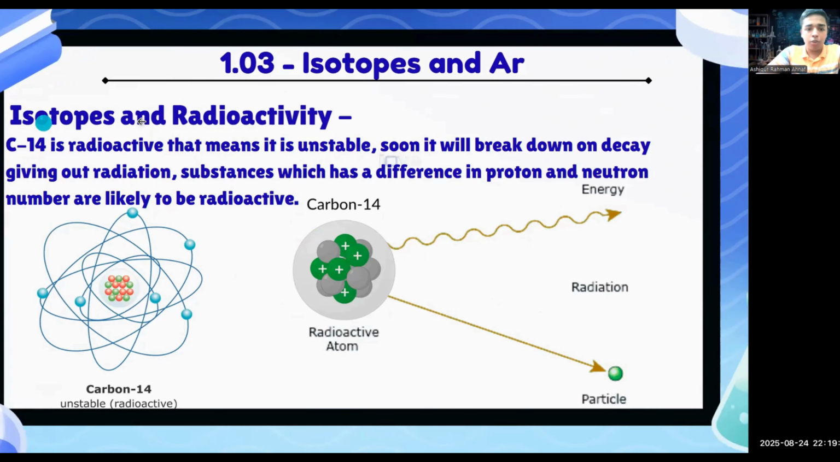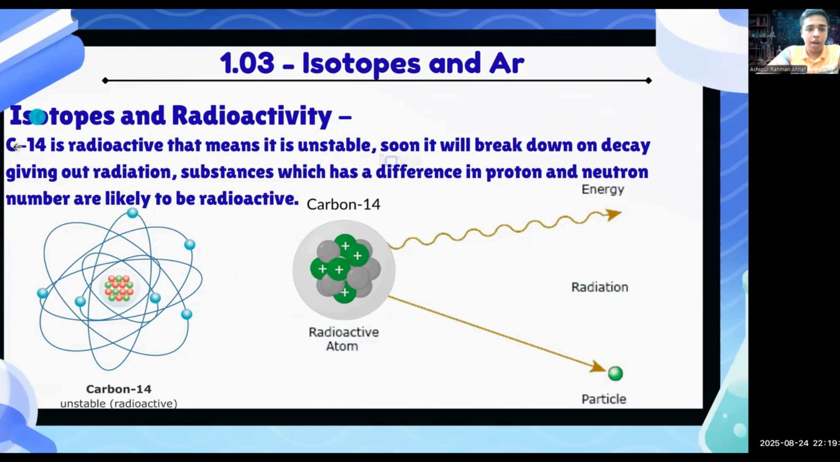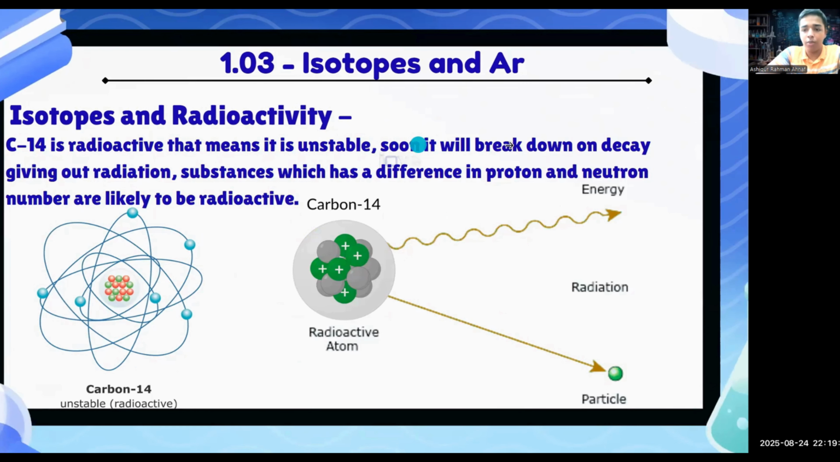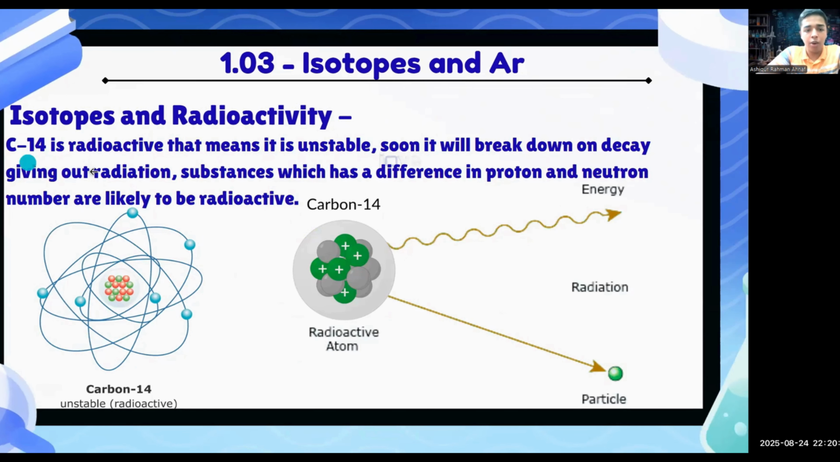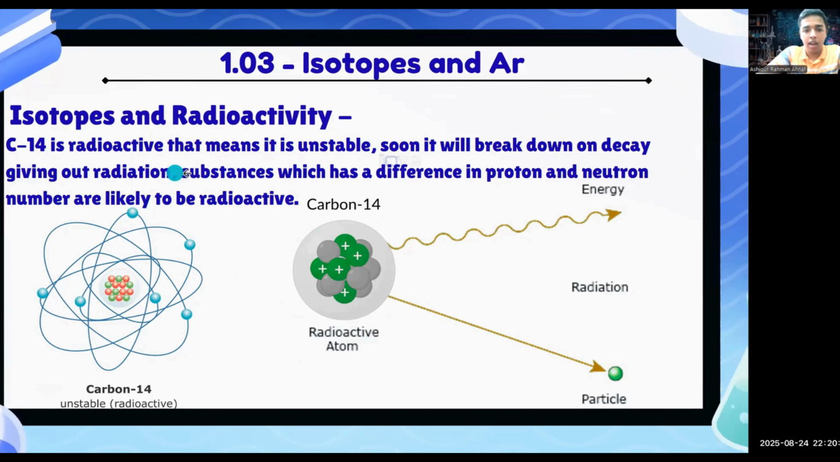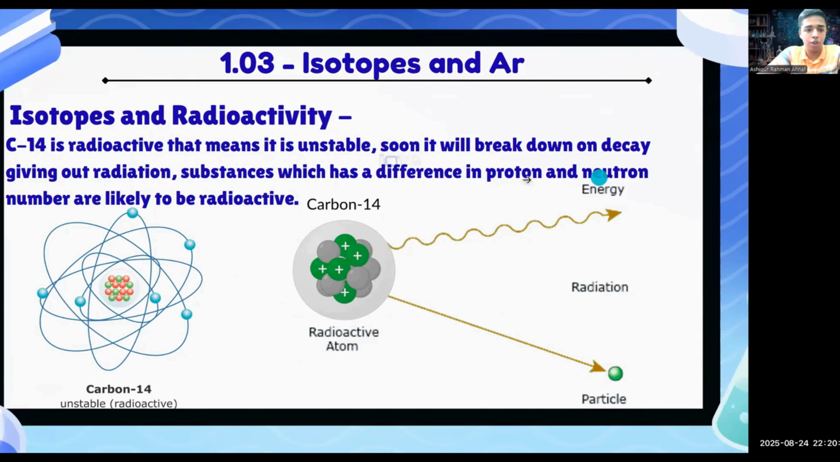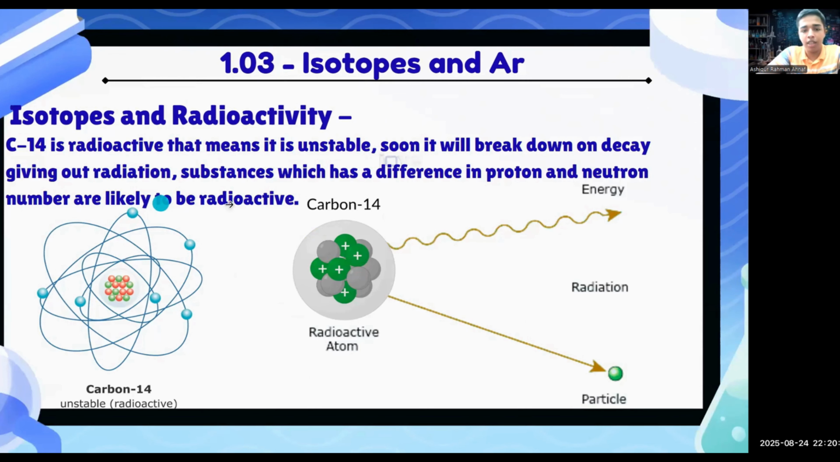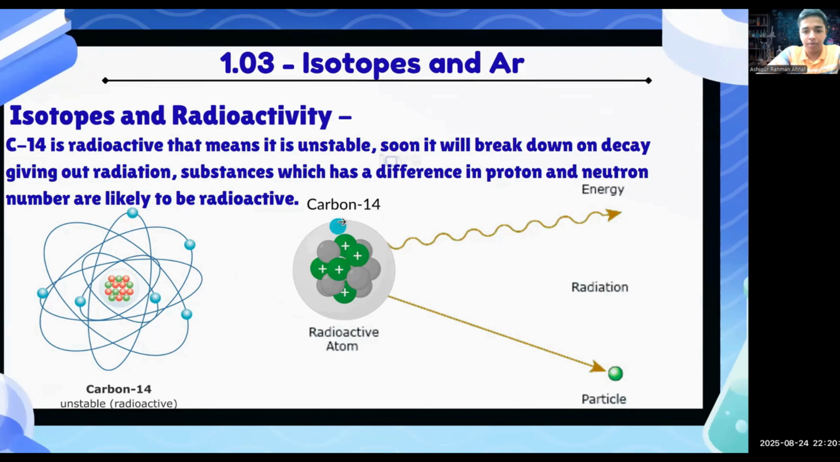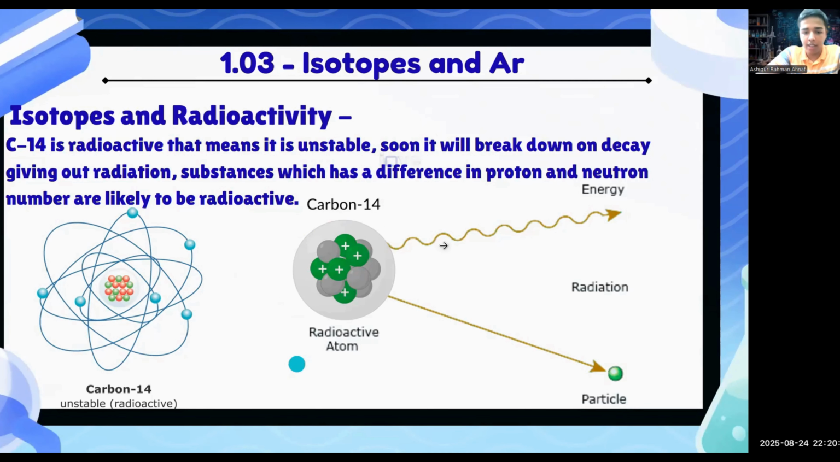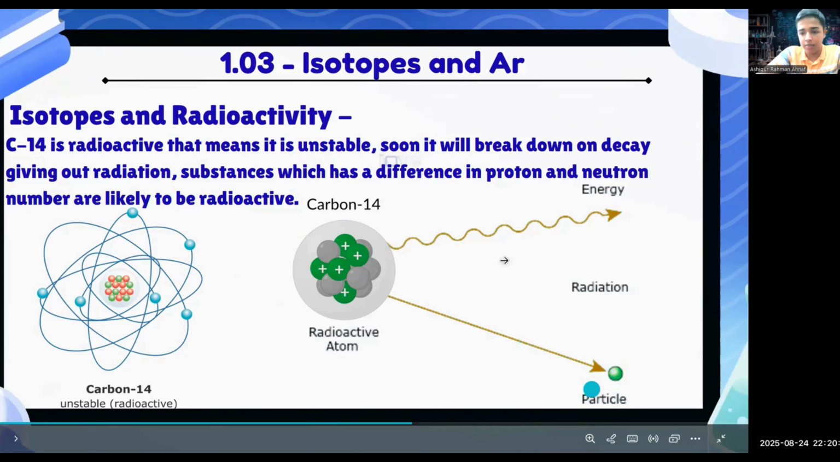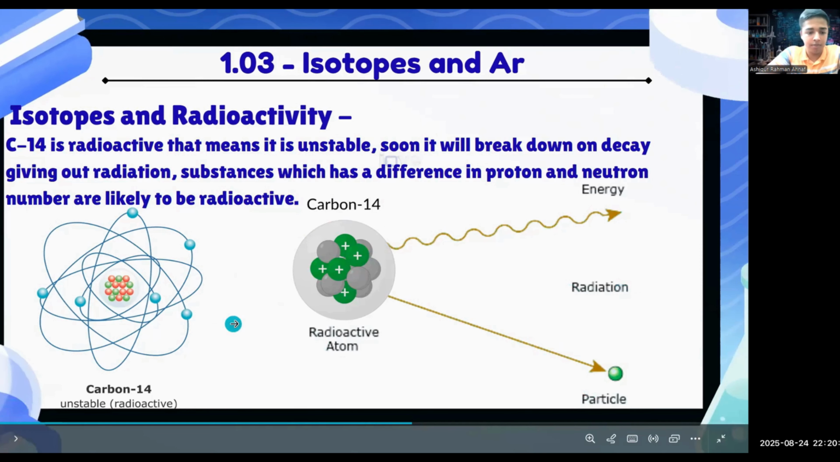Next, isotopes and radioactivity. Carbon 14 is radioactive, that means it is unstable. Soon it will break down or decay, giving out radiation. Substances which have a difference in proton and neutron number are likely to be radioactive. This is carbon 14, this is the energy, and this is the radioactive atom. Particle, radiation.